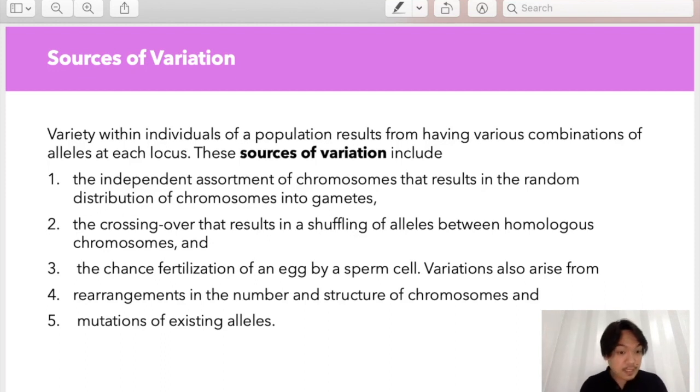And the third is the chance fertilization of an egg by a sperm cell. We have a lot of sperm cells being ejaculated by the male, and there's only one sperm that could penetrate the different layers of your egg cell. And lastly, we have variations that also arise from rearrangements in the number and structure of chromosomes and mutations of existing alleles.